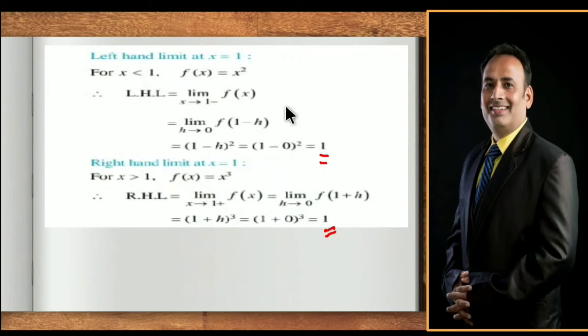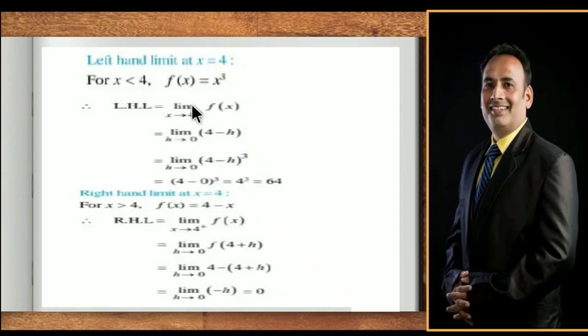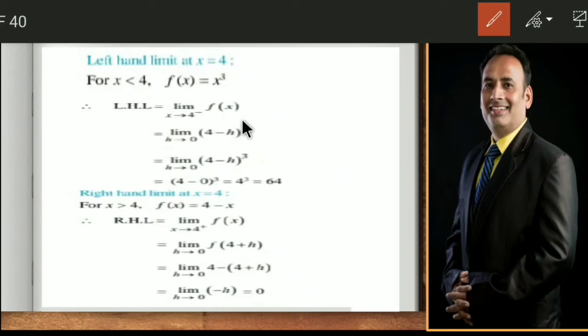Now we have to see the left hand and right hand limits at x = 4. Left hand means less than 4, so we go for the cubic function, x³, which was defined in the interval less than 4. So we take f(4 − h). Here some mistake is there, let me correct it. According to this function, f(4 − h) is (4 − h) whole cube, and opening it, we get 4 cubed, that is 64. And for the RHL, f(4 + h) is 4 minus (4 + h); opening this bracket, the 4 is cancelled and we get −h, that is 0.